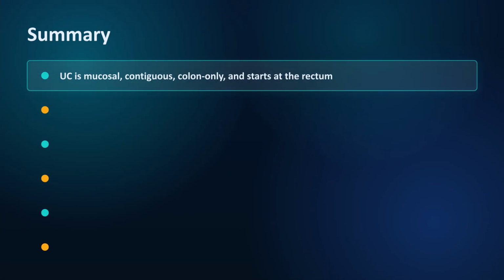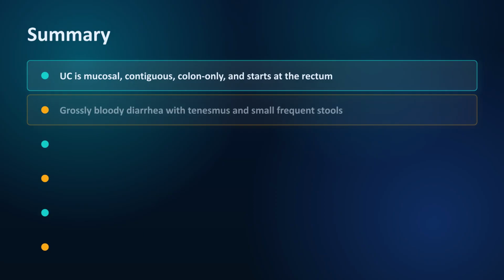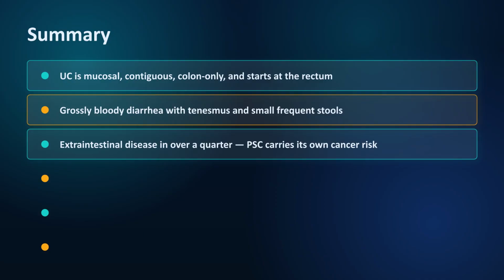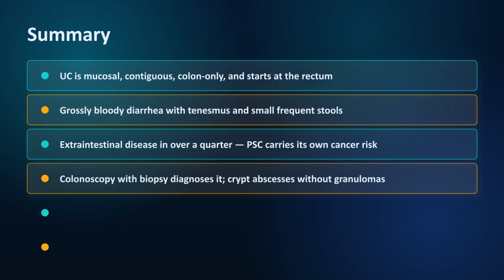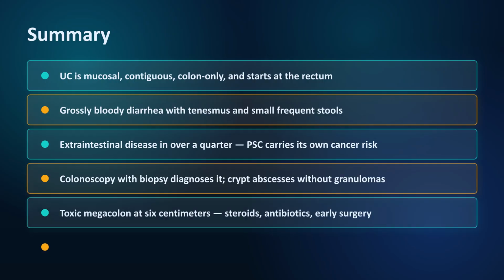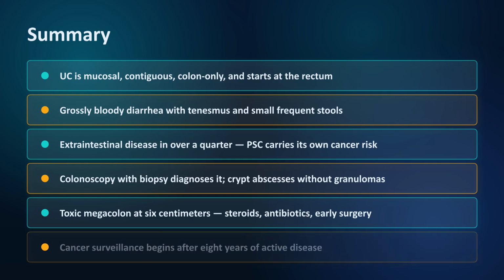Let us bring it together. Ulcerative colitis is mucosal, contiguous, colon only, and it starts at the rectum. It presents with grossly bloody diarrhea, tenesmus, and small frequent stools. More than a quarter of patients have extraintestinal disease, and primary sclerosing cholangitis is the one that carries its own cancer risk. Colonoscopy with biopsy makes the diagnosis, crypt abscesses, and architectural distortion without granulomas. Toxic megacolon is dilatation at 6 centimeters, treat with steroids, antibiotics, and early surgical involvement. And cancer surveillance begins after 8 years of active disease.